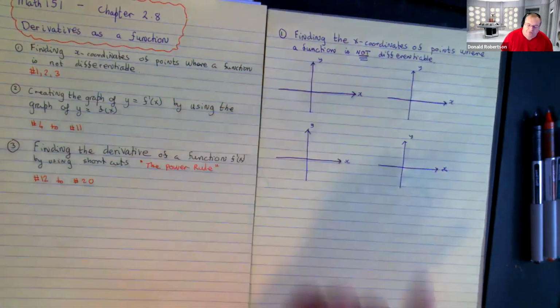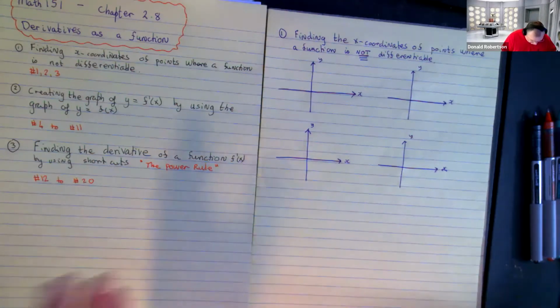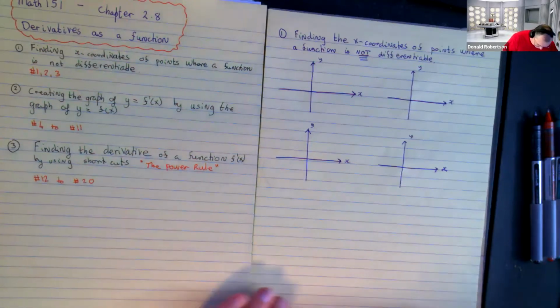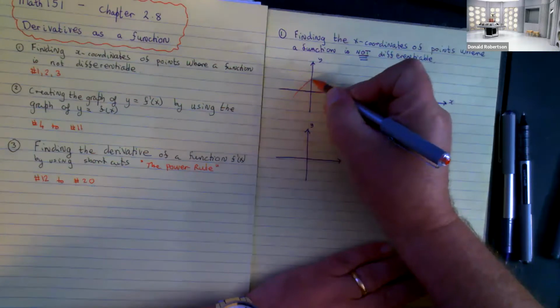When is a function differentiable really becomes when can you find the slope of the tangent line? And a function is not differentiable if you cannot find the slope of a tangent line. So here are some examples.